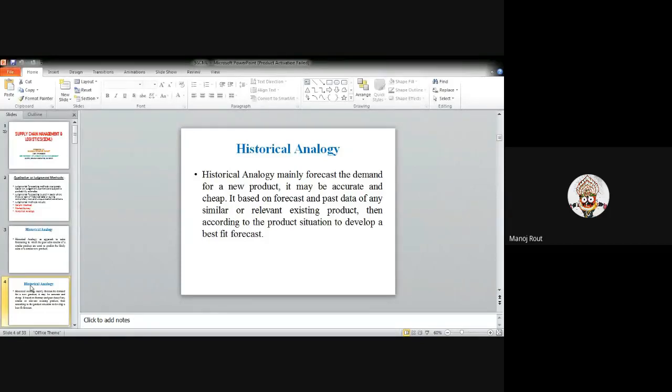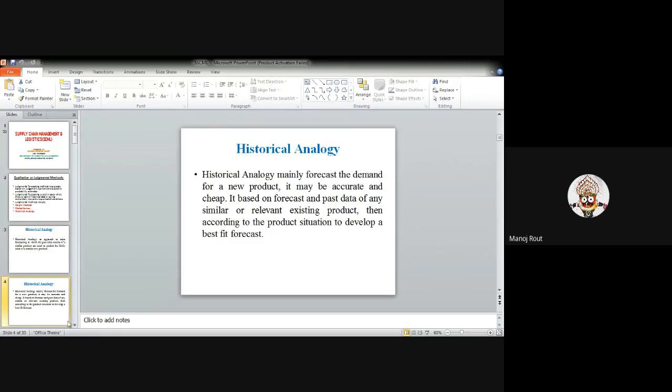After the success of the Mahindra Bolero, the company suddenly decided this is the time when we can launch a new product in the form of India's fast SUV, known as the Mahindra Scorpio. This happened due to the historical analogy of Mahindra and Mahindra. The forecast of demand for a new product may be accurate or it may be cheap. It is based upon the forecast and past data of any similar or relevant existing product, then adjusted according to the product situation to develop the best fit forecast.